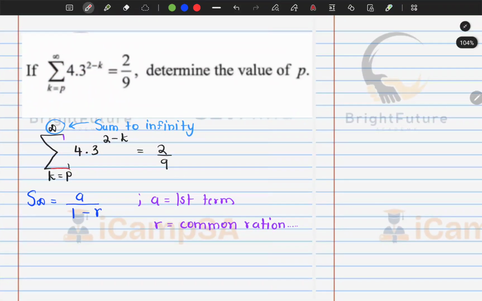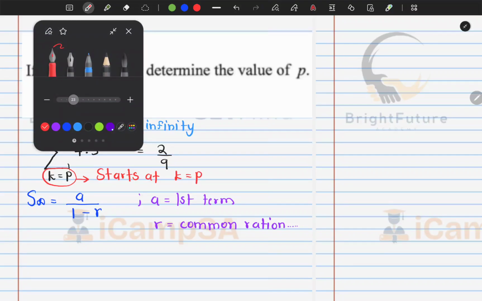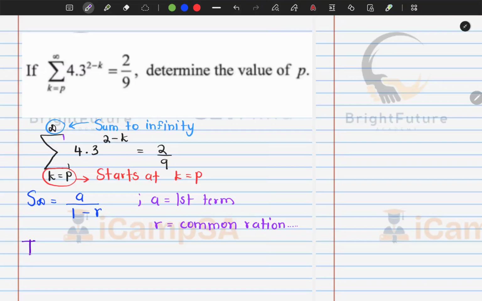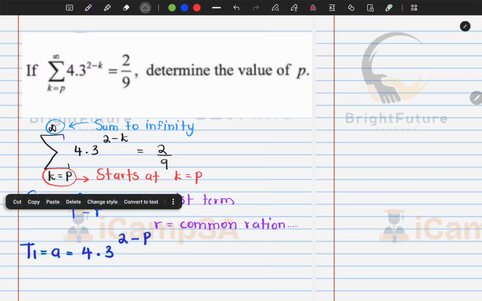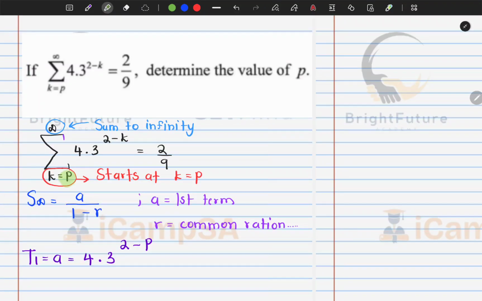To find a, it's very easy because we use what we have here. What sits at the bottom tells us where our sequence starts. So when we have k equals p, that means our sequence starts at k equals p. It means that the first term, which will be a, will be 4 times 3 to the power of 2 minus p. All I did was take the k here and replace it with p.